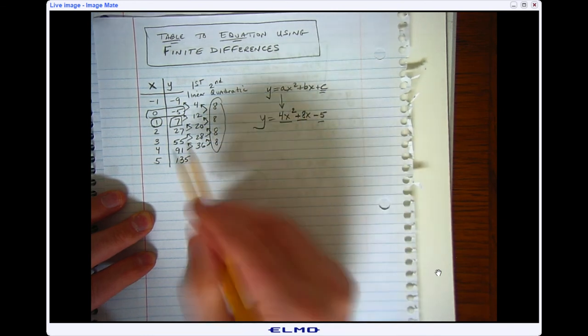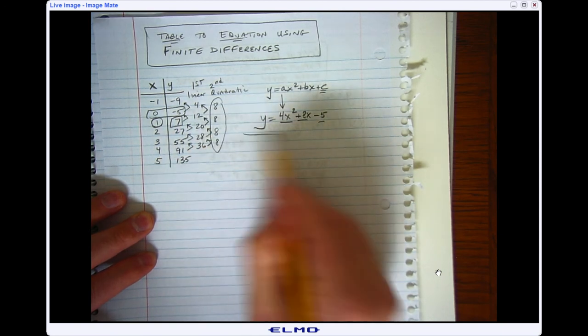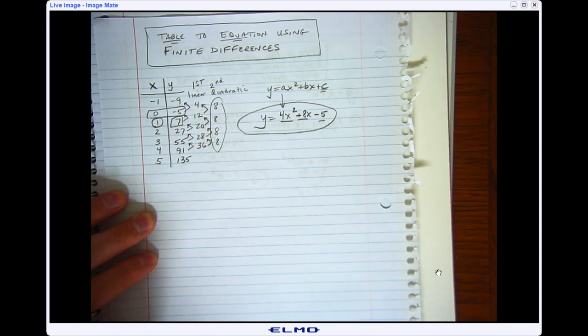So the equation for this table of values would be y equals 4x squared plus 8x minus 5.